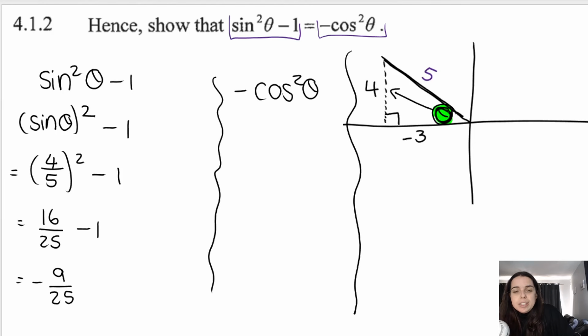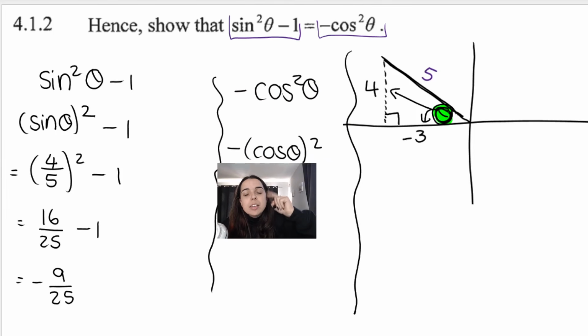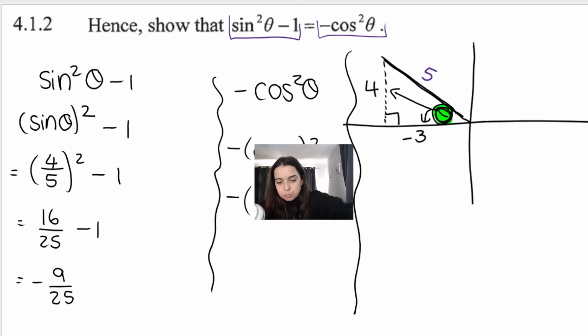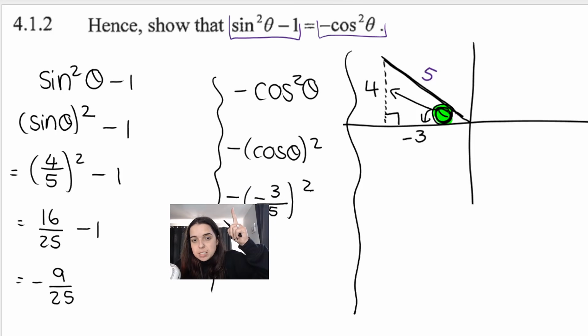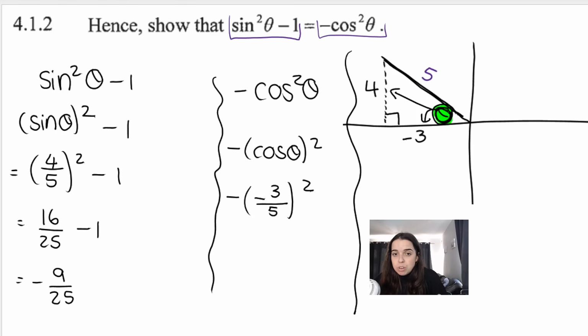Then negative cos squared theta. Okay, negative, then it's cos theta squared. That's what that means. Okay, so negative cos is adjacent, so negative 3 over hypotenuse, which is 5, and we're going to square it. Now, just be careful here, because cos squared theta, it is the cos theta that we are squaring, not the negative. So the negative stays outside the bracket. Negative 3 over 5 squared, so it's negative 3 over 5 times negative 3 over 5. This negative gets carried down, and basically what we're doing is this.